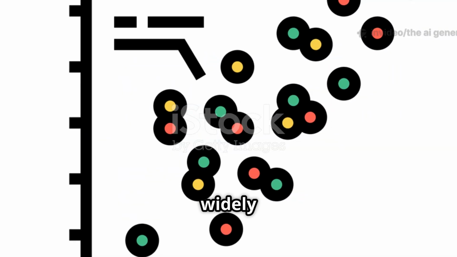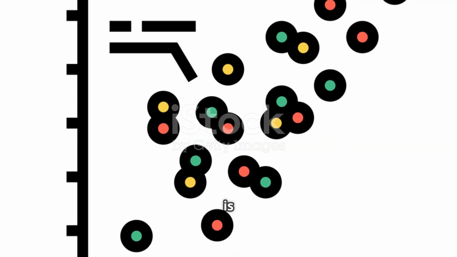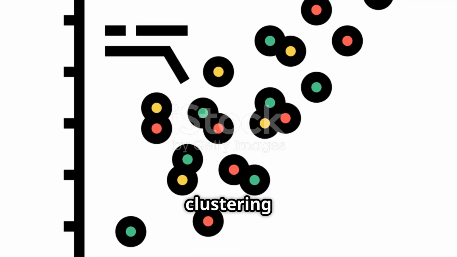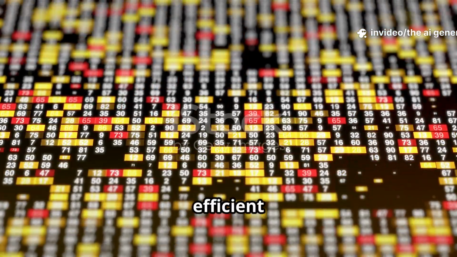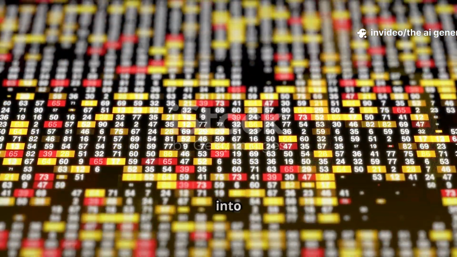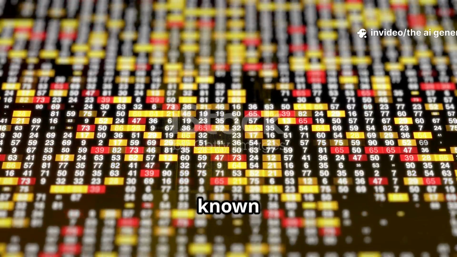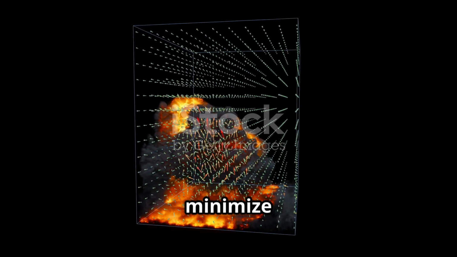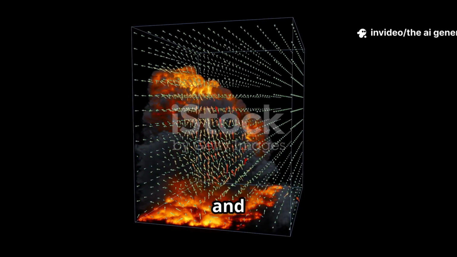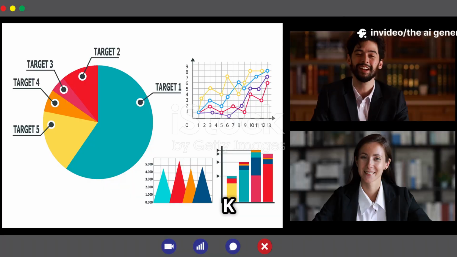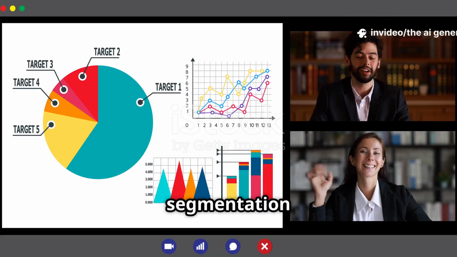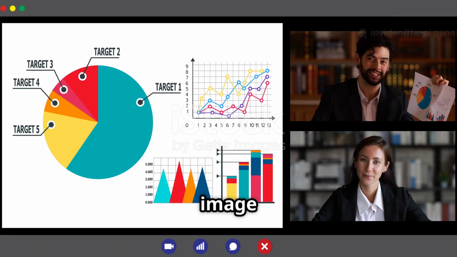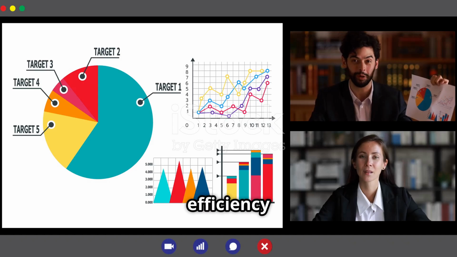One of the most widely used clustering techniques in machine learning is K-means clustering. It is a relatively simple and efficient method that works by grouping data points into a predetermined number of groups known as clusters. Each cluster is represented by a central point called a centroid, and the algorithm iteratively refines these centroids to minimize the distance between the data points and their respective cluster centers. K-means is widely used in customer segmentation, pattern recognition, and image analysis due to its speed and efficiency.